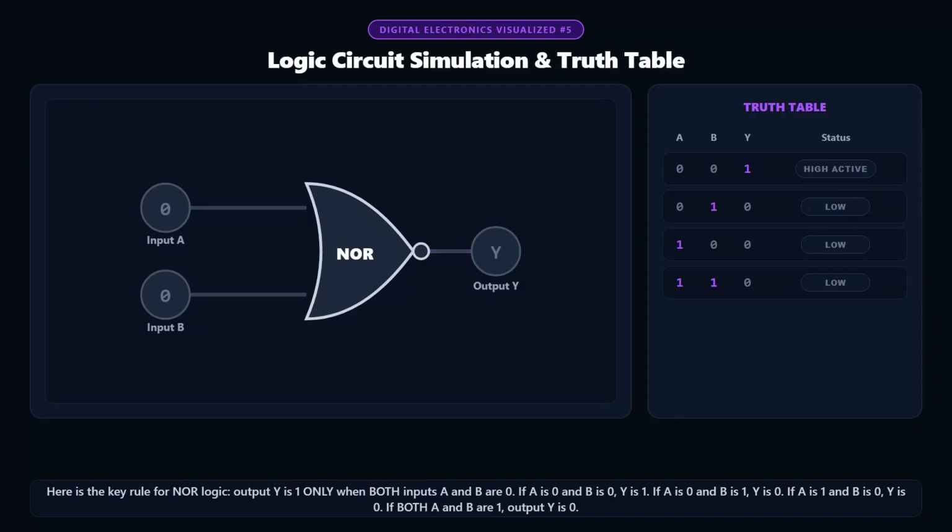Here is the key rule for NOR logic. Output Y is 1 only when both inputs A and B are 0. If A is 0 and B is 0, Y is 1. If A is 0 and B is 1, Y is 0. If A is 1 and B is 0, Y is 0. If both A and B are 1, output Y is 0.